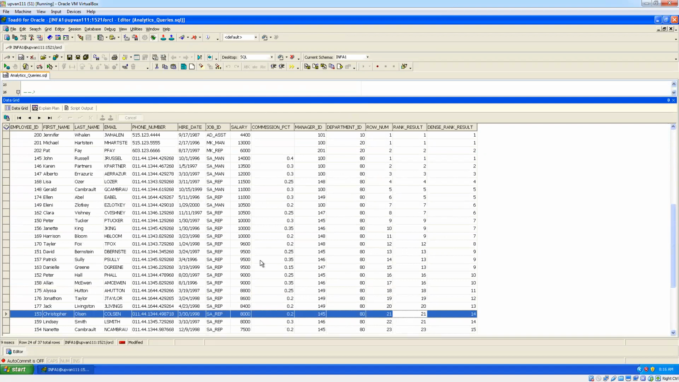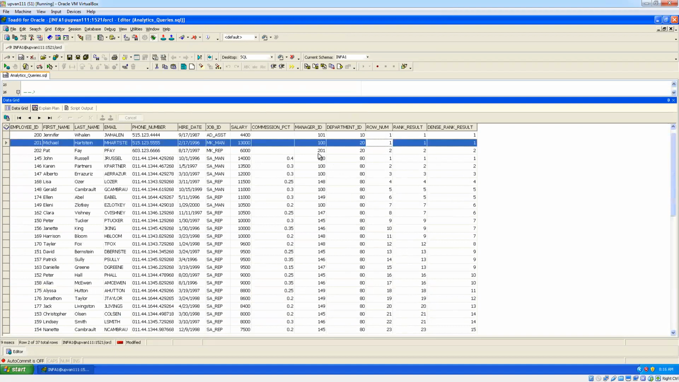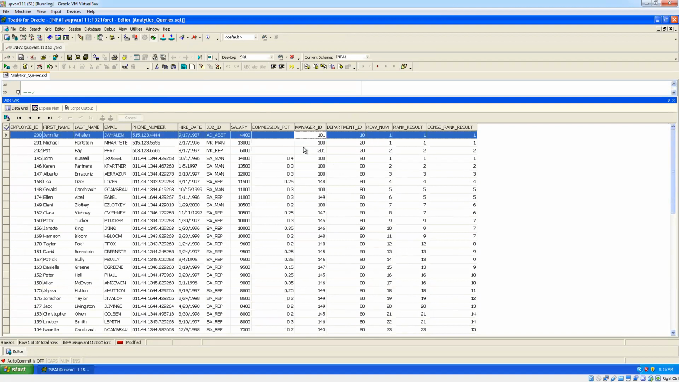Look at this data set and observe the difference between rank, dense rank, and row number. How many records are there corresponding to manager ID 101? Sorry, corresponding to department ID 10.